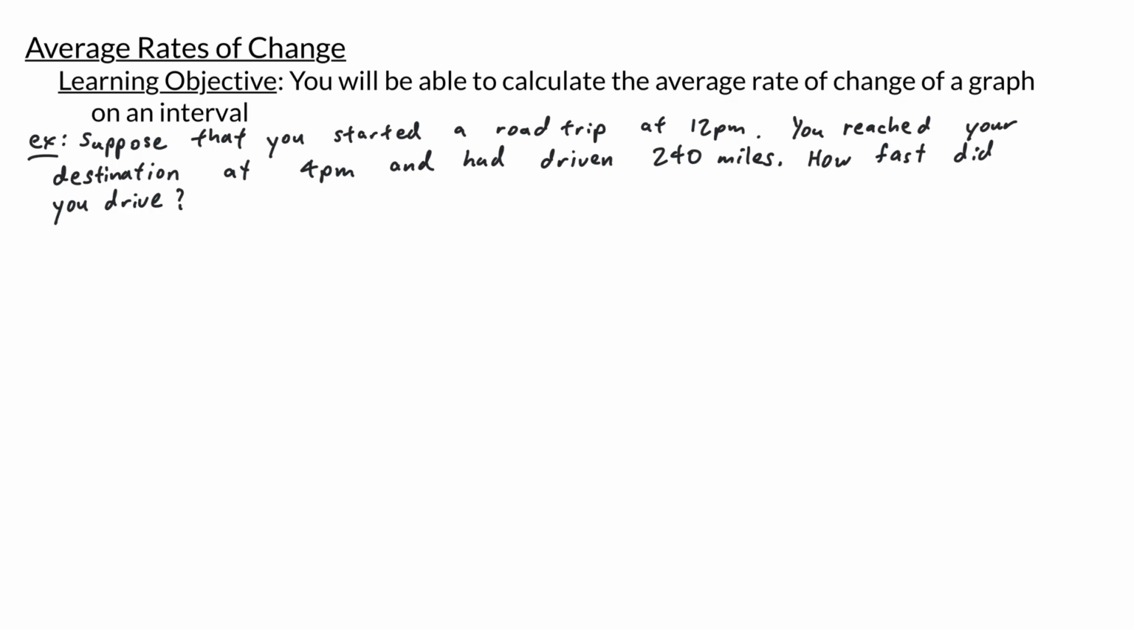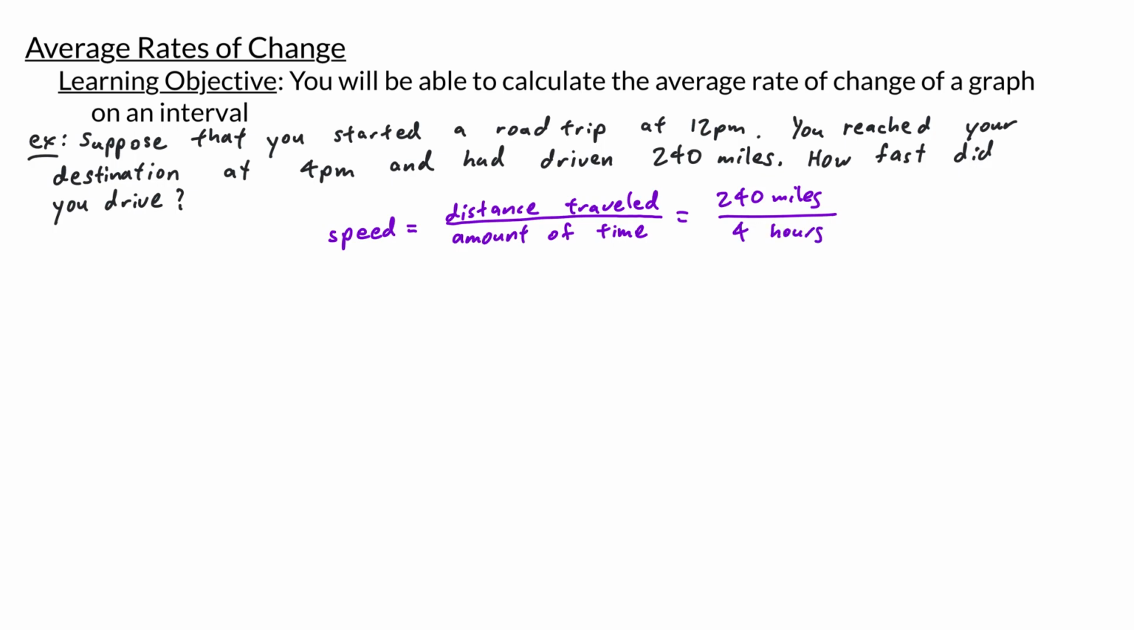From our last video, we learned that speed is a rate. It tells us how distance changes as time changes. And from our previous video, we learned that to calculate speed, we take the distance traveled and we divide it by the amount of time it took. Here, our distance traveled is going to be 240 miles, and the amount of time it took would be 4 hours since we started our trip at 12 p.m. and we got to our destination at 4 p.m. Taking 240 divided by 4, we end up with 60 miles per hour.